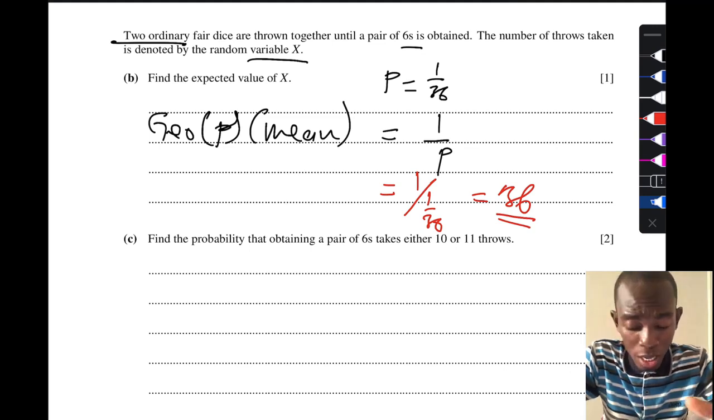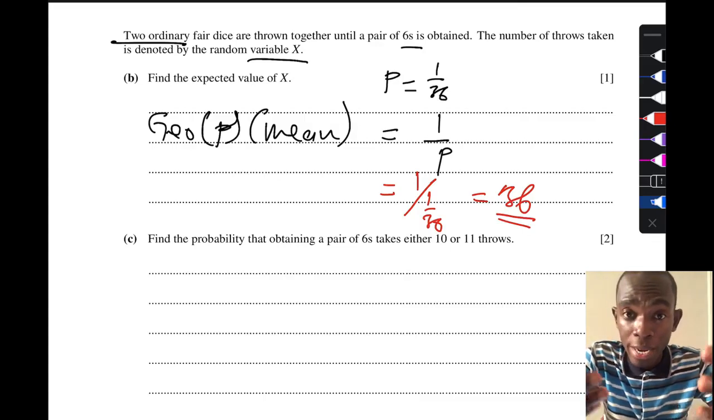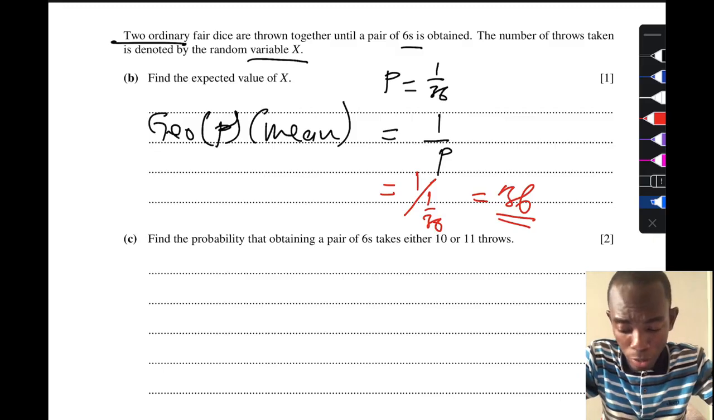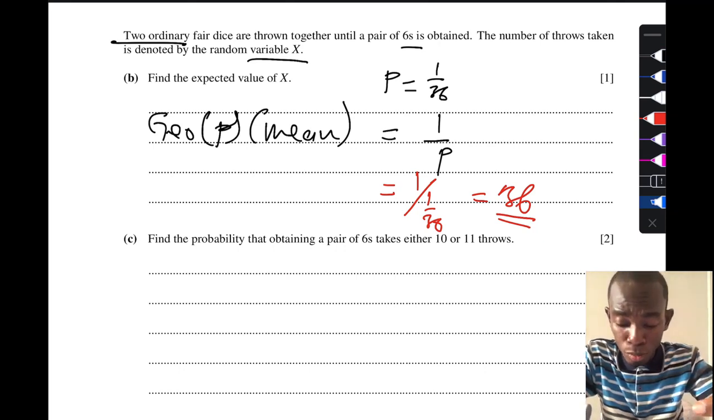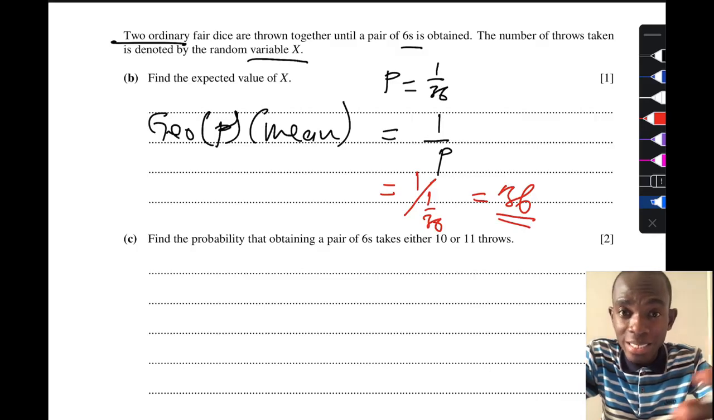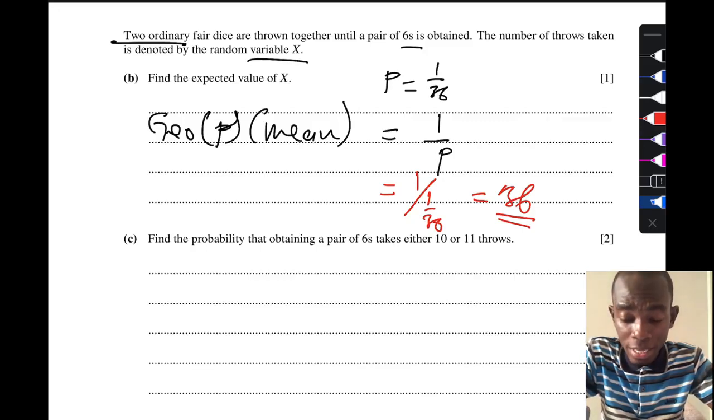So we are going to do it taking either 10 trials or 11 trials, and then we add the two probabilities up. Okay, so let's start with it taking 10 trials. You are going to obtain a 6 on the 10th trial. The argument is that the first 9 trials you fail, then on the 10th trial you have a success.